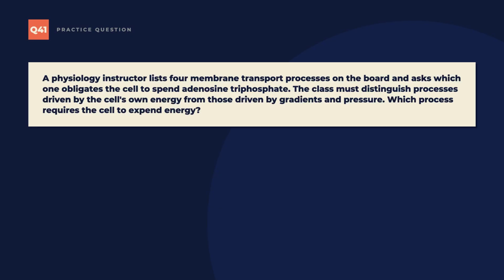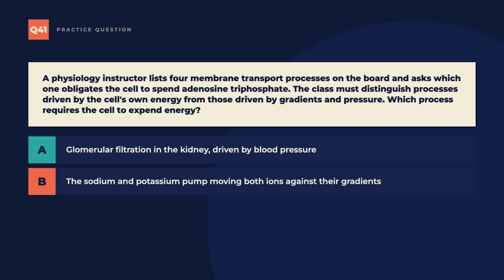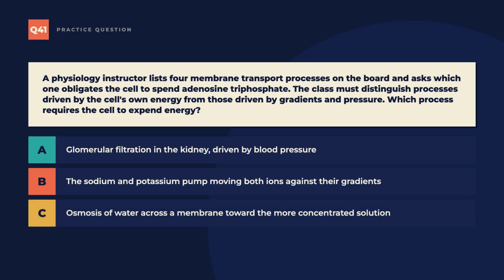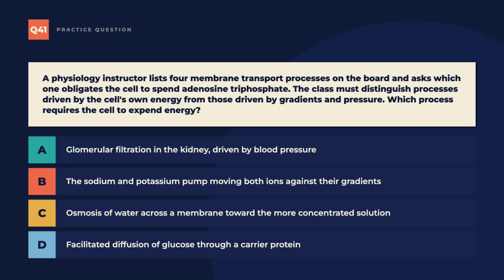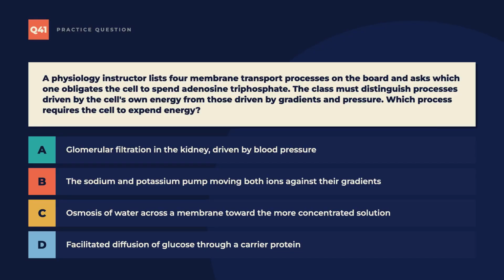Your options are A. Glomerular filtration in the kidney driven by blood pressure. B. The sodium and potassium pump moving both ions against their gradients. C. Osmosis of water across a membrane toward the more concentrated solution. D. Facilitated diffusion of glucose through a carrier protein. Which one is it? Pause the video if you need more time.